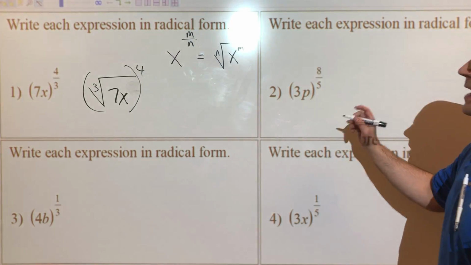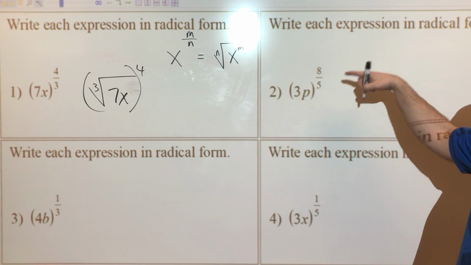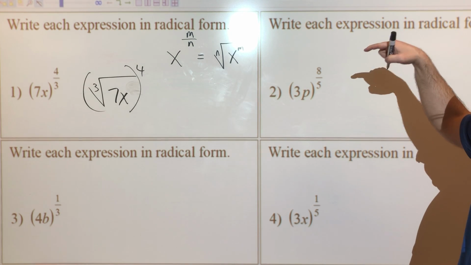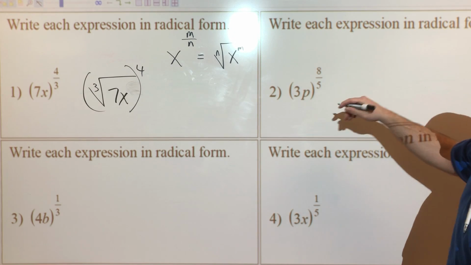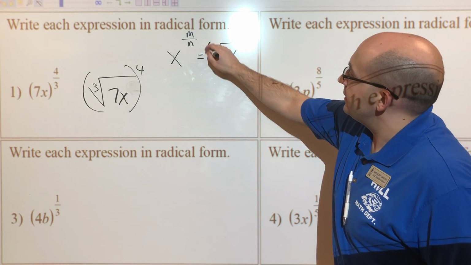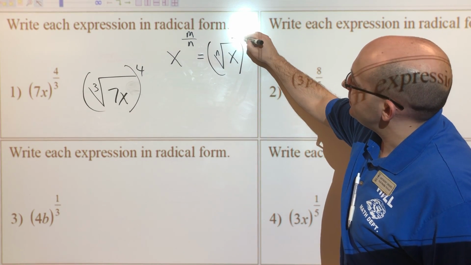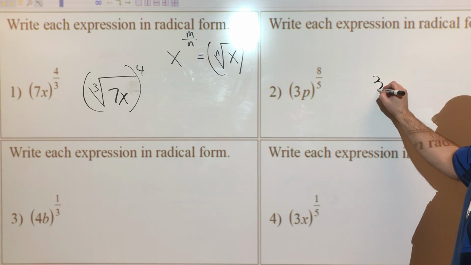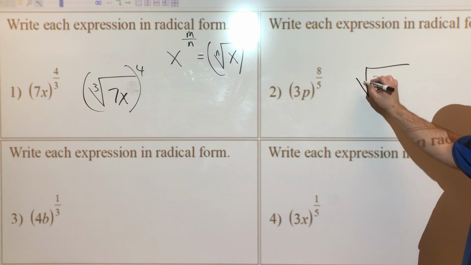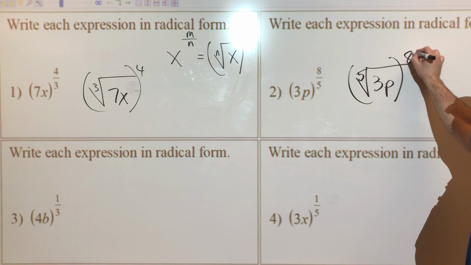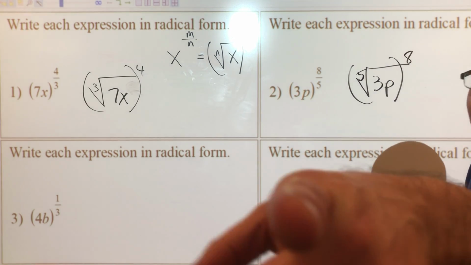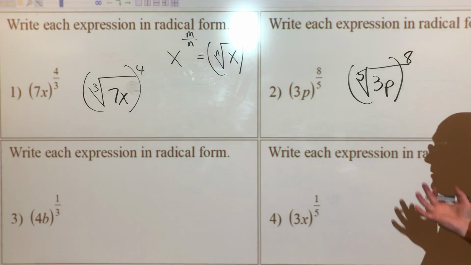Okay, so x to the m over n power is going to turn into the nth index of x to the m power. Maybe I should put this out here like this, and it'll be a little easier to see. So 3p stays underneath the radical, 5 is the index, 8 is the exponent. I tricked you. I didn't really trick you, I just kind of worked it out.